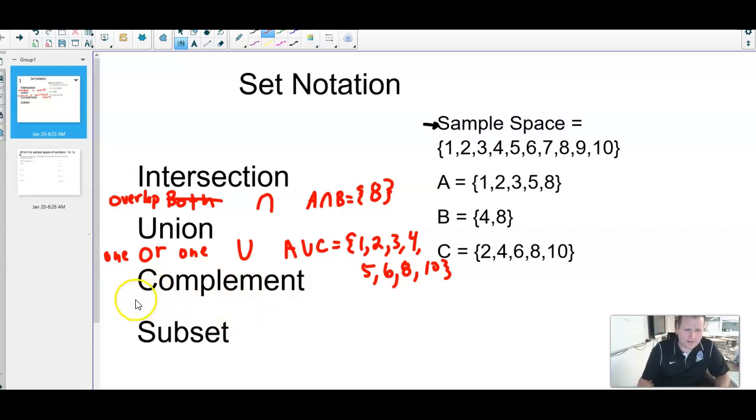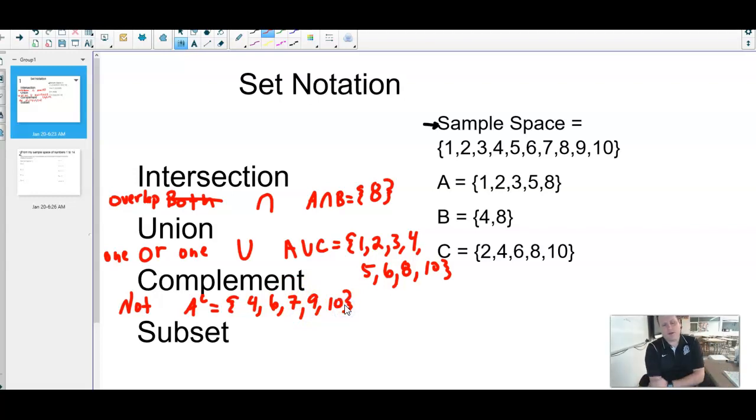The complement is like the opposite. You could think of it as "not." So for example, if I said A and then put this little C right here, that's the complement of A, which wants anything in my sample space that's not part of A. So I would not put 1, 2, 3, 5, or 8. I'd put anything else. So this would be 4. This would be 6. This would be 7. This would be 9, and then this would be 10.